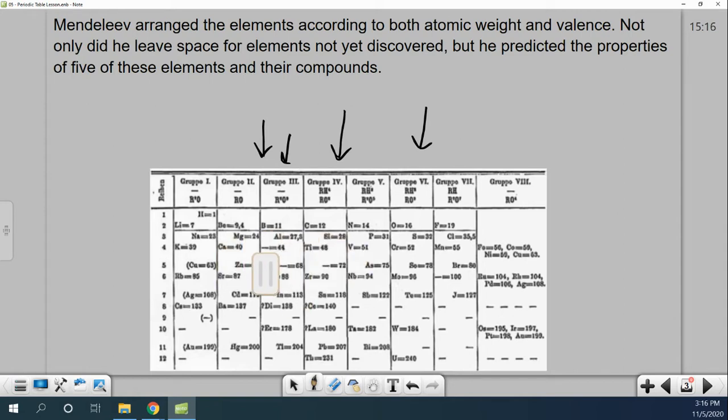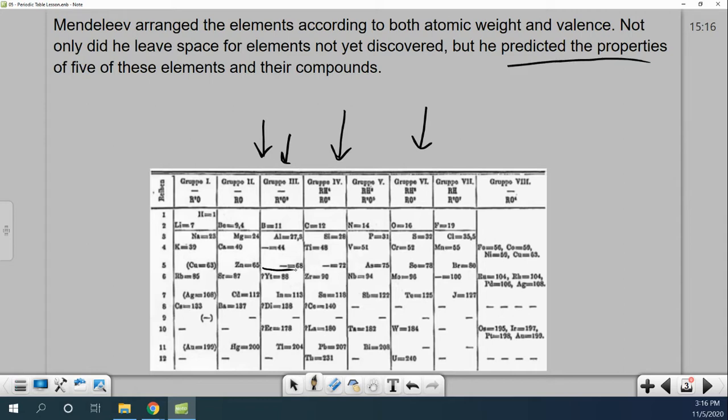And he said, I bet you there's an element that no one's discovered yet. So he left a space there and said, hey guys, go look. There's going to be something that weighs 68 that's similar to aluminum. Go find it for me. And not only did he say, go find it for me, but he predicted their properties.